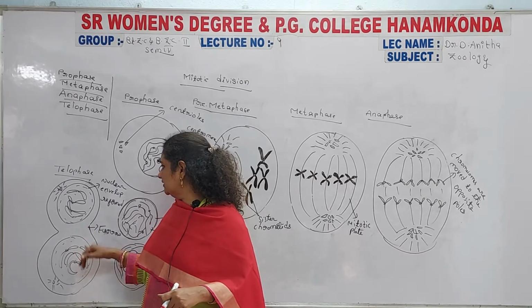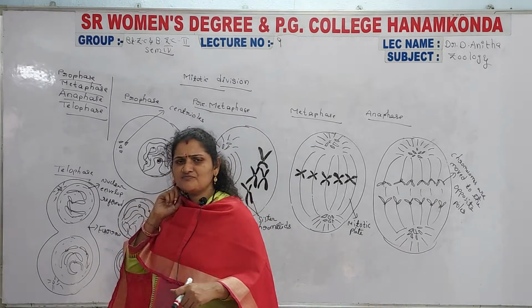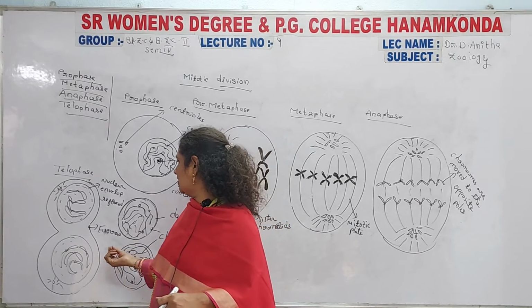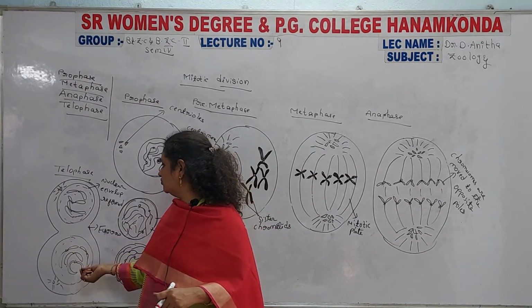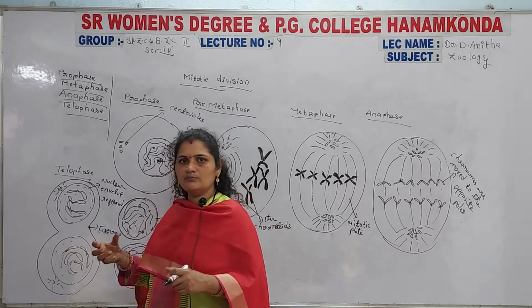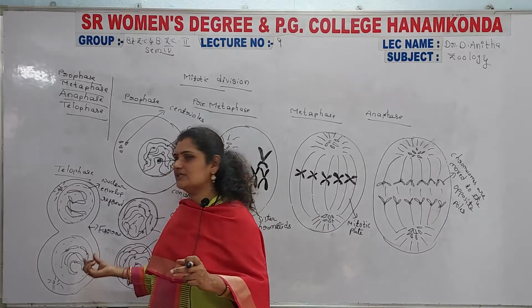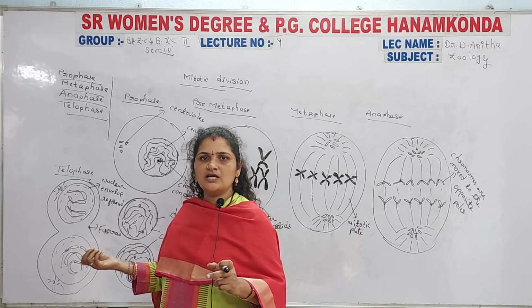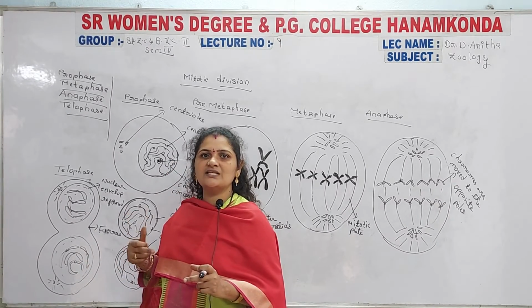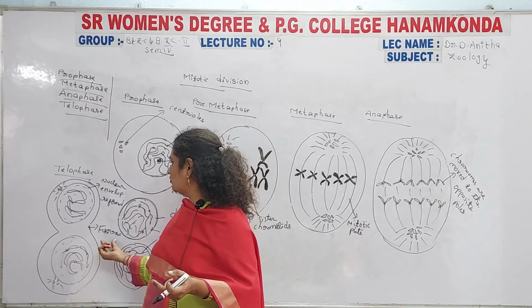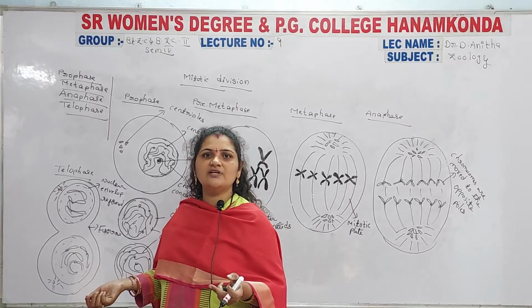Here the chromosomes have moved to their opposite poles, and in the middle of the cell a furrow is formed. That is a precursor for the division of the single cell into two equal parts. A furrow is nothing but a cleavage furrow.